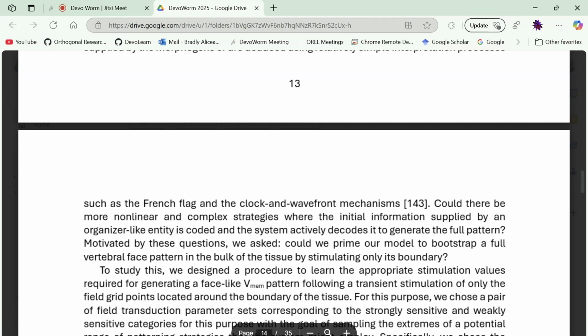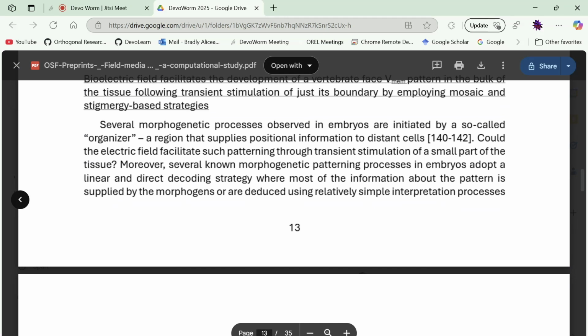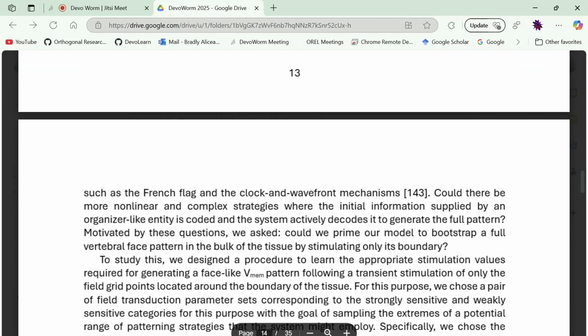And they ask, could there be a more nonlinear and complex strategy where the initial information supplied by an organizer-like entity is coded, and the system actively decodes it to generate the full pattern? So is this where the organizer is giving it a template, and then everything is decoded within the dynamics of the system, or is this just an artifact of the data? So that's what they're getting at here. And their answer, of course, is that the model and the results they're showing suggest this type of pre-patterning and then amplification of the pre-patterning. And this is done by these bioelectric mechanisms.